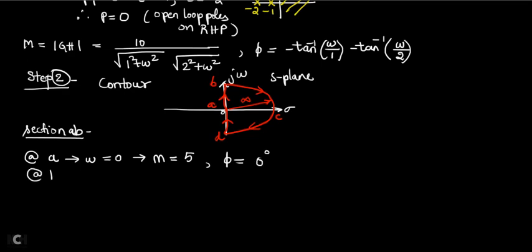Now at point B. At point B, what is the omega value? Infinity, correct? You can see here that point B is nothing but infinity. Point D is also nothing but negative infinity, minus j infinity.